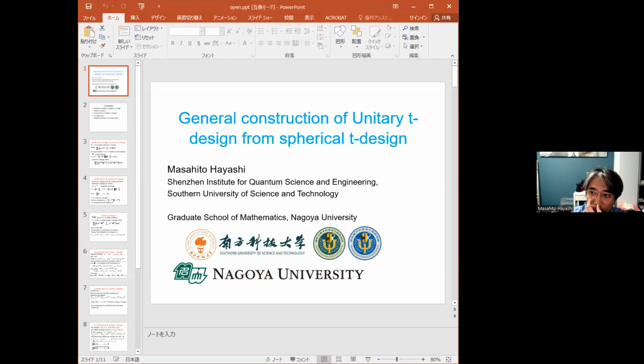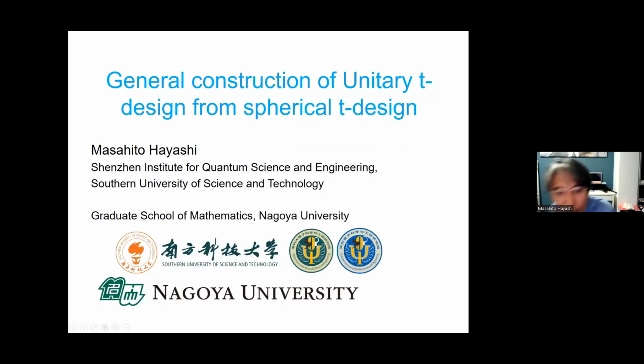So now I want to talk about my open problem in this session. I want to talk about the general construction of unitary T design from spherical T design. Recently I have some problem related to quantum design, quantum T design. So I studied quantum T design and related topics, unitary T design.